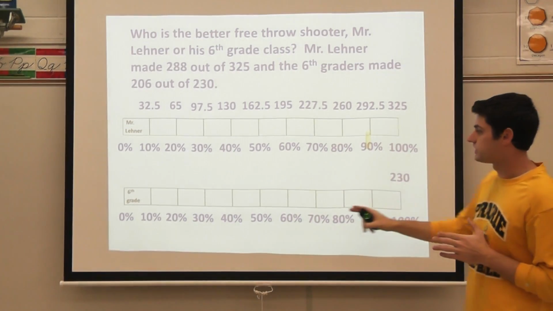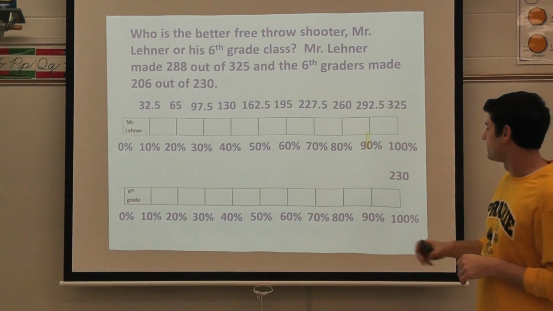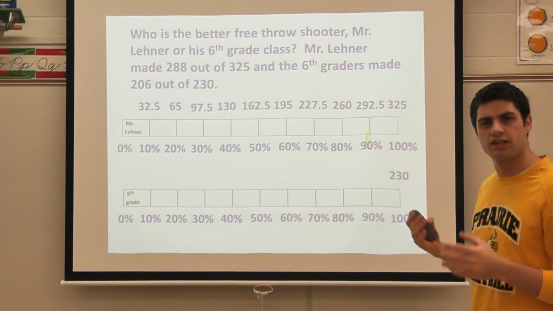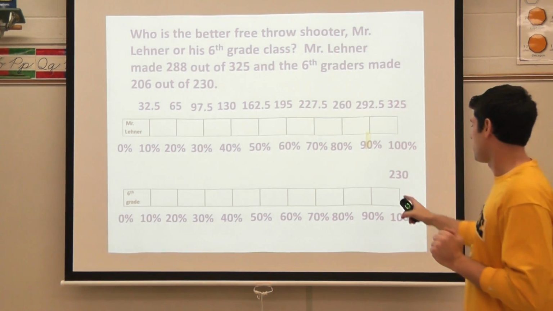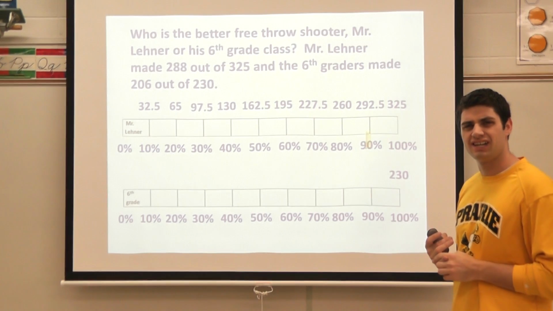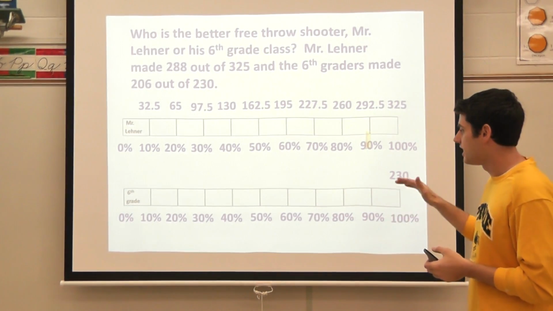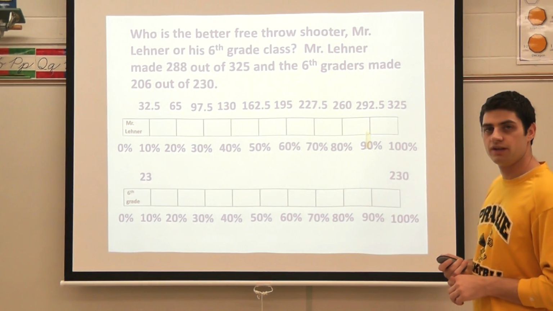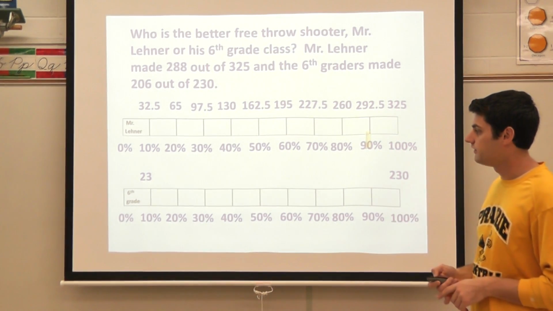All right, so let's take a look at our sixth graders here. The sixth graders took 230 shots. So when figuring this out, what was I supposed to do again? Oh, that's right. I got to divide that by 10. Why am I dividing it by 10 again? Oh, that's right, because there's 10 strips here. So I'm using that as my benchmark. If I take 230 and divide it by 10, I'm going to get 23. So 10% of 230 is 23.